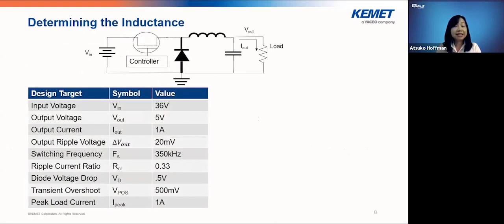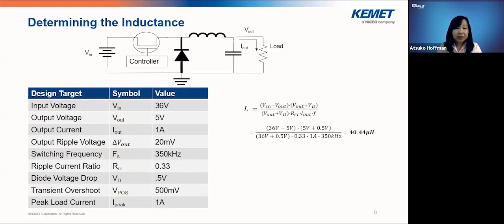In order to run a DC to DC converter, the specific operating parameters are what determine the values of the passive components. Here we have a simple buck converter configuration, and operating parameters such as input voltage, output voltage, switching frequency, and so on are listed out. Using these numbers, you plug them into this equation, and you can get a target inductance that works for this particular buck converter. In this case, it is 40.44 microhenry.